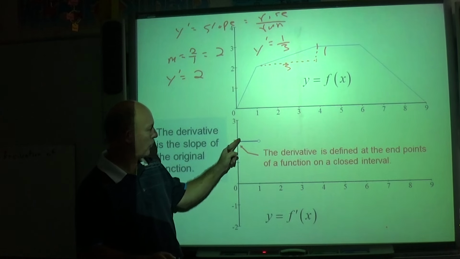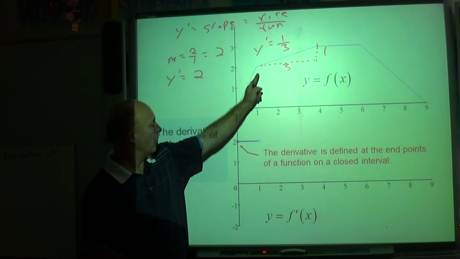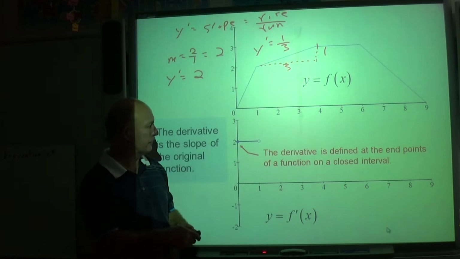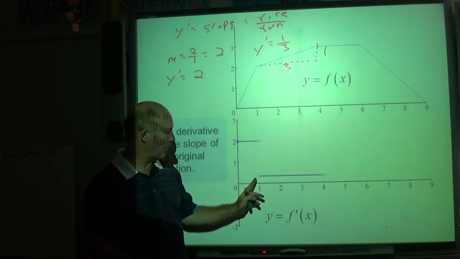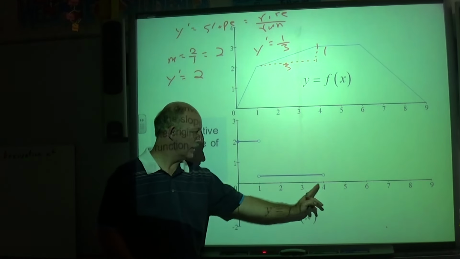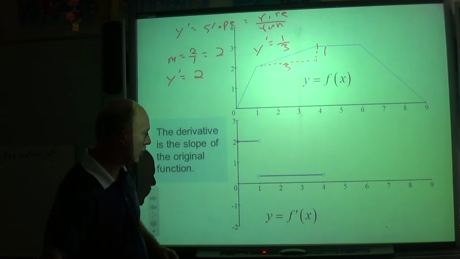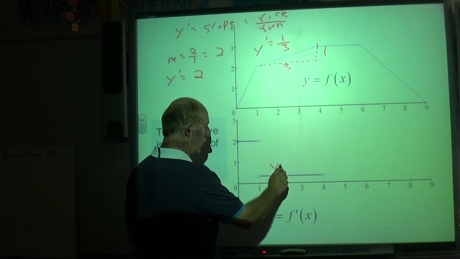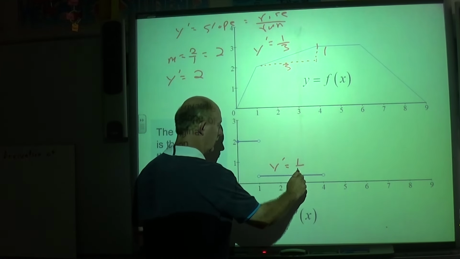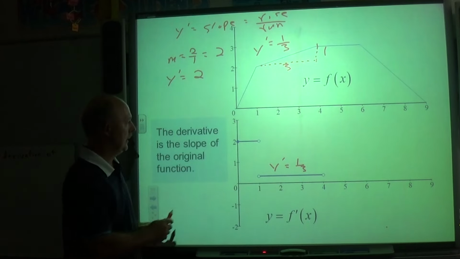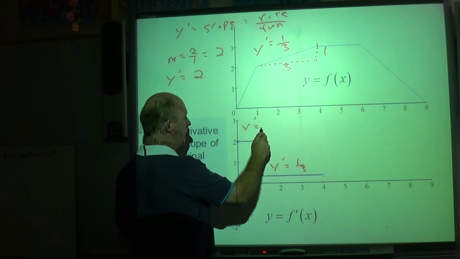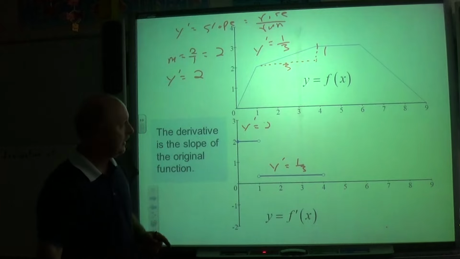So this endpoint is going to be shaded in, but at the corner, as you come down, this is going to be open. Now the second part of the graph, from 1 to 3, would be y equals 1/3. Right? So this is y prime equals 1/3. Okay? And this right here is y prime equals 2.